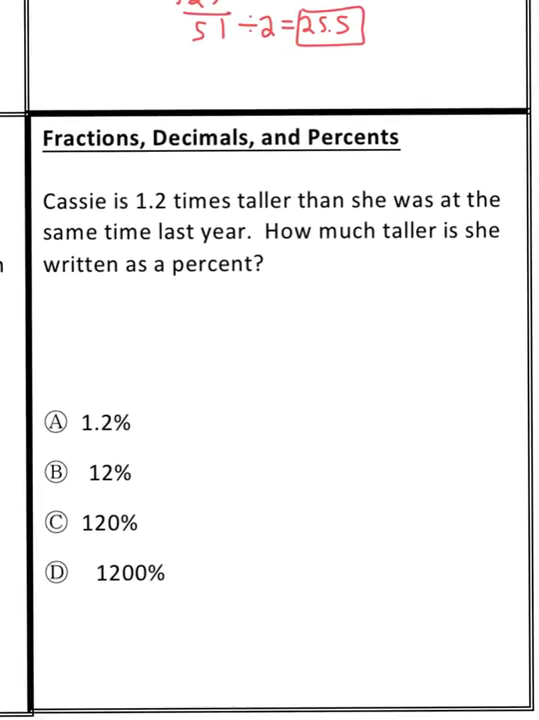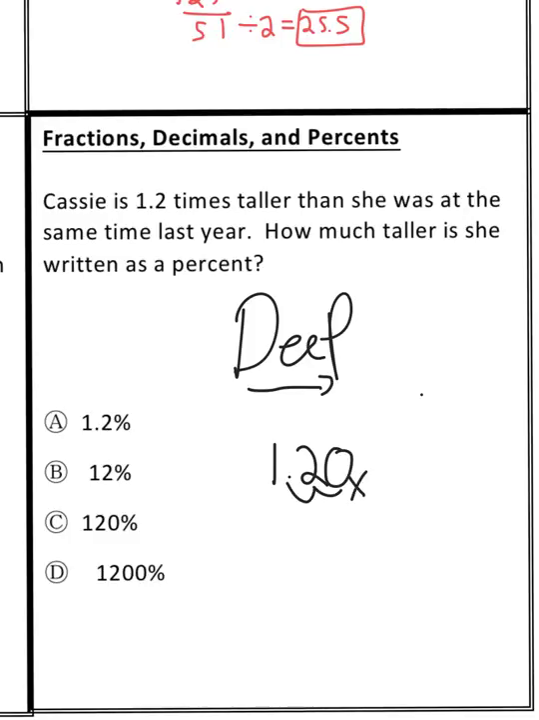All right, last one. It says, Cassie is 1.2 times taller than she was at the same time last year. How much taller is she written as a percent? So this sounds like a job for deep, and I'm changing 1.2 to a percent. Remember, to go from a decimal to a percent, you go twice to the right. I'm going to need to add a 0. And I should have 120%, which is C.